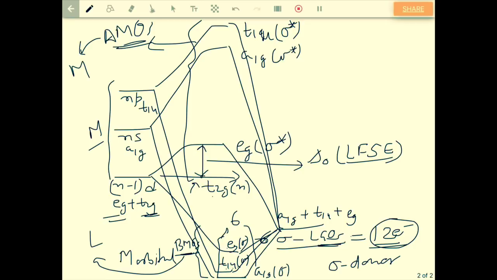So we can now show the filling of electrons in different kinds of complexes. This delta O will depend upon the type of ligands. If the ligands are strong, then this gap will be higher, and if the ligand is weak, then this gap will be lower. So according to the nature of the ligand, the filling of electrons will take place in the molecular orbitals of this octahedral complex.